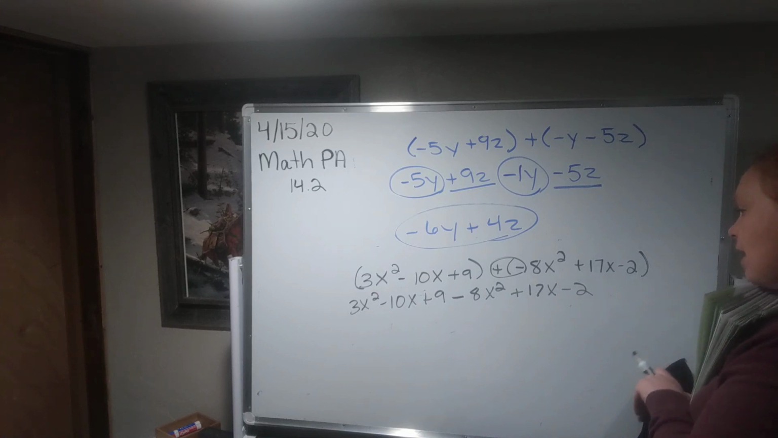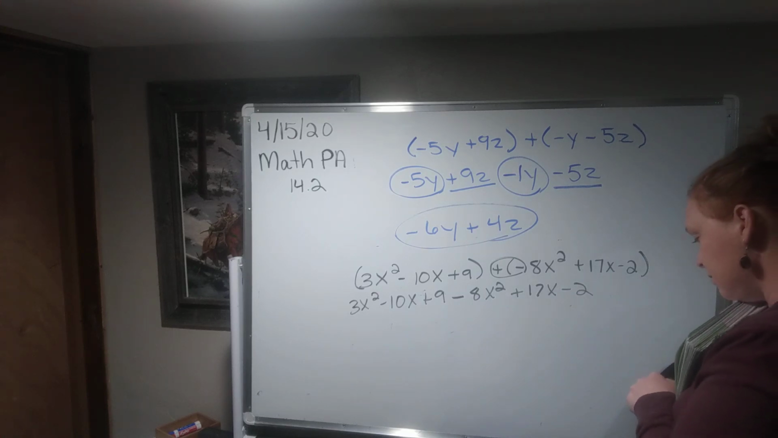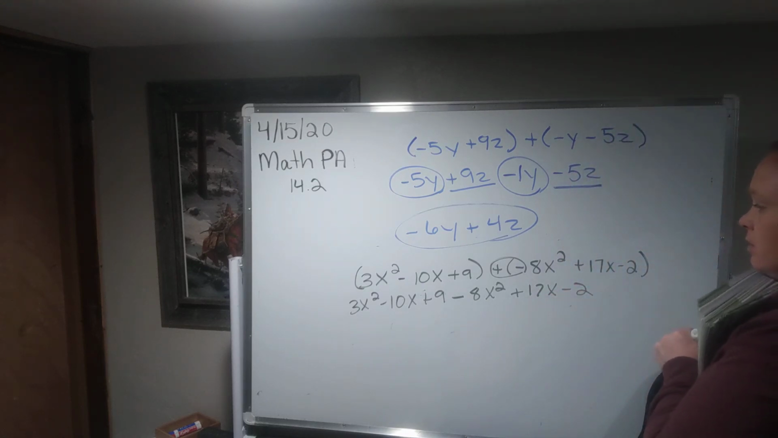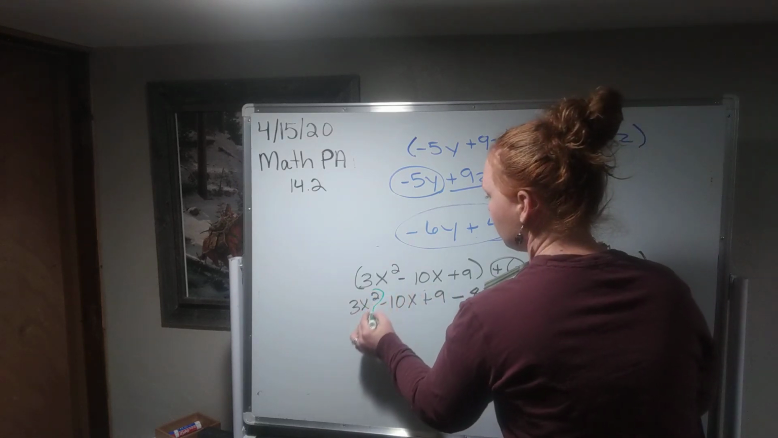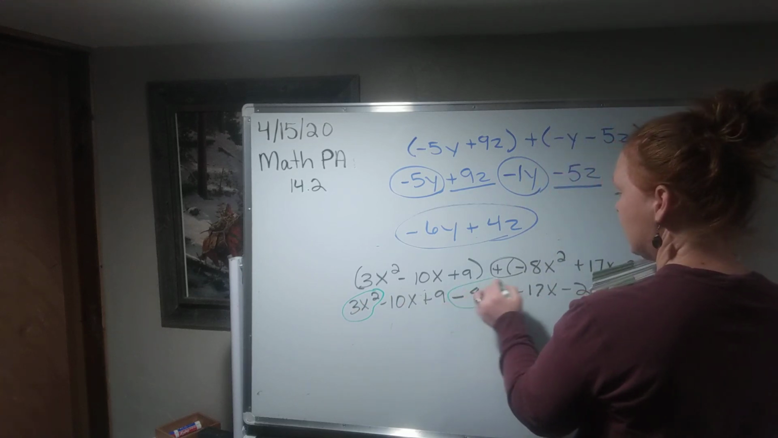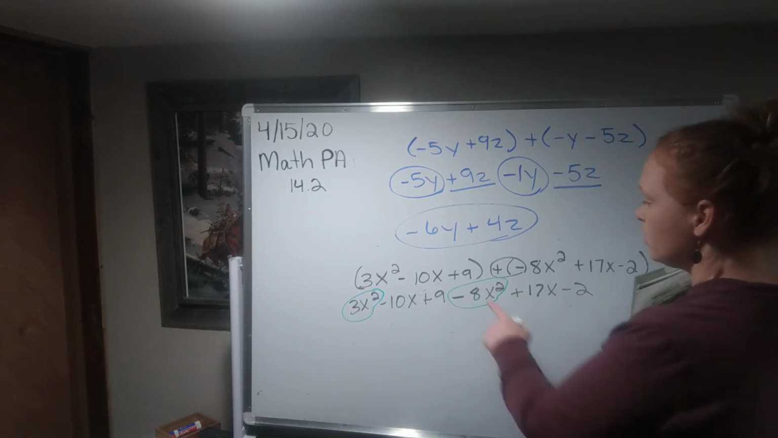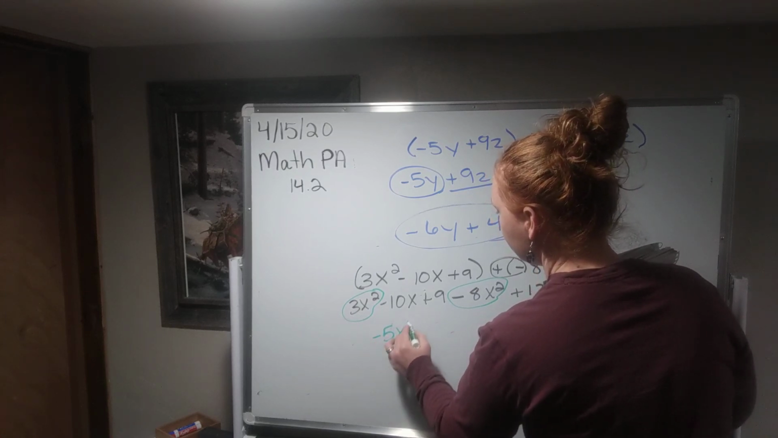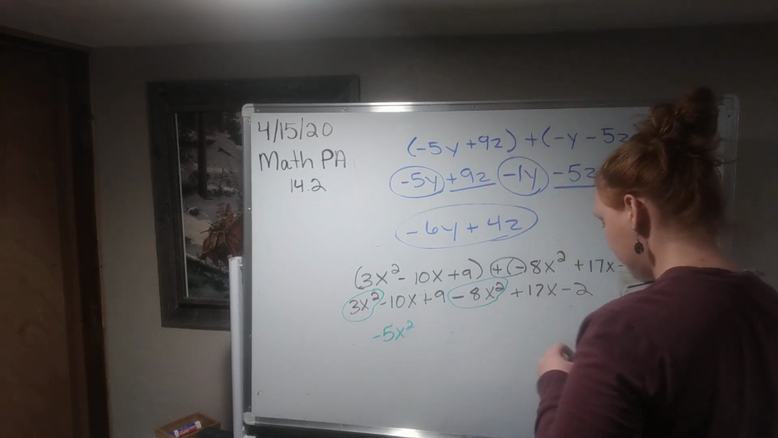Okay, now that I've gotten rid of my parentheses, I can combine my like terms. So I have a 3x squared and a negative 8x squared. So 8 minus 3 is 5. It keeps the sign of the bigger number. Okay.